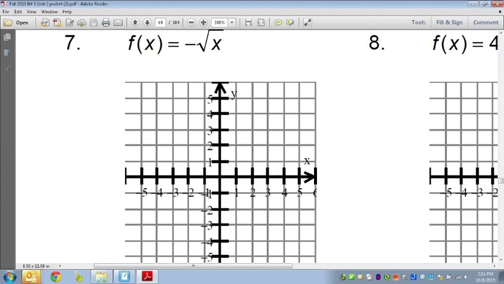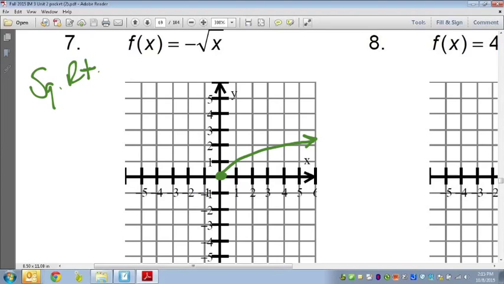Okay, number 7 here. I notice that this is a square root function. Okay, so it's a square root function. And a normal square root function starts at 0, 0. And then kind of gradually goes like this. Okay? Sort of looks like that.